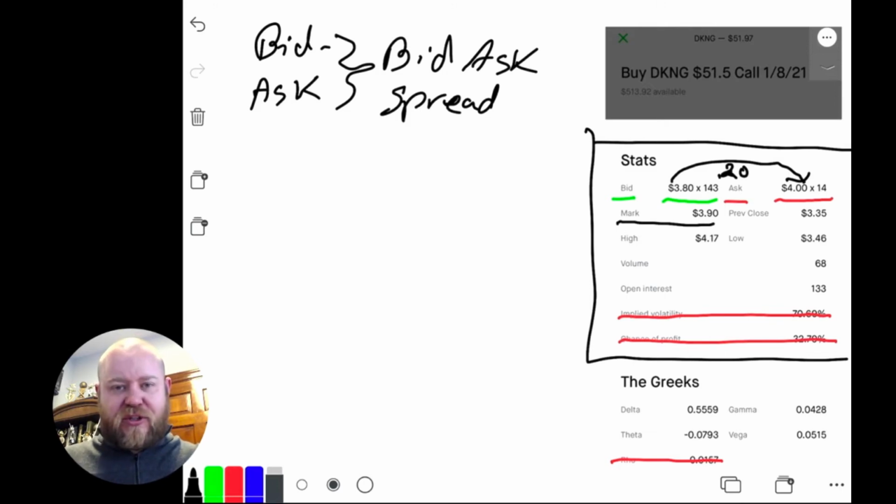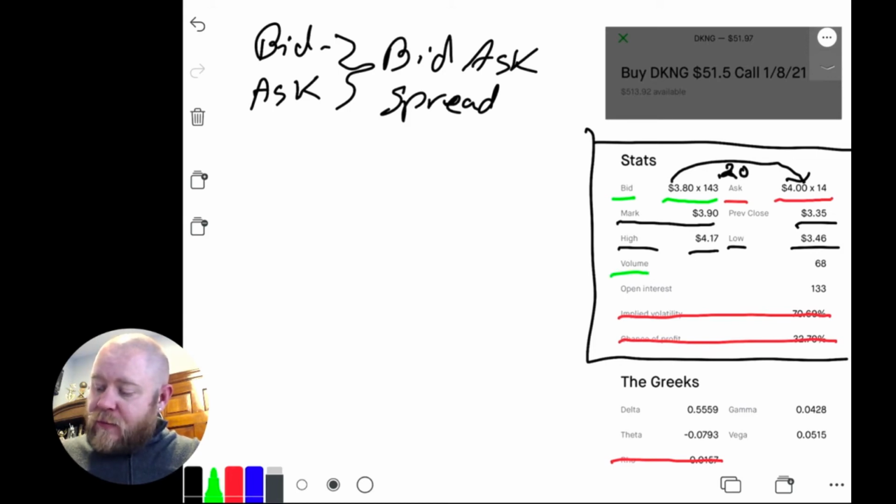Now, there's other situations where you can let the bid-ask spread be a little wider. That's fine. It all depends on how you're trading. But for these purposes, you want to make sure that it's as low as possible, as narrow as possible. All right. So the previous close is what this options contract closed at, the value of the premium, the previous trading day. The high is the high, the low is the low for today, what the high was for this options contract today, what the low was for this options contract today.